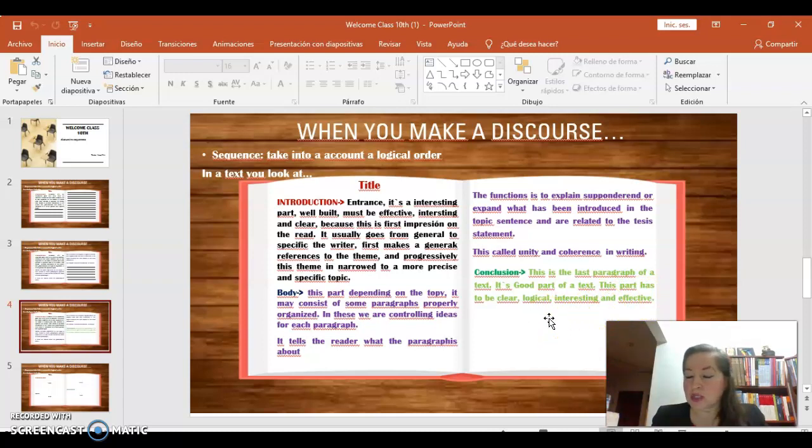Take into account that, for example, these three parts are very important in a text, okay? But the idea is that you develop your ideas in a clear form, with expressive ideas, and develop the text to the end, in the conclusion, okay?